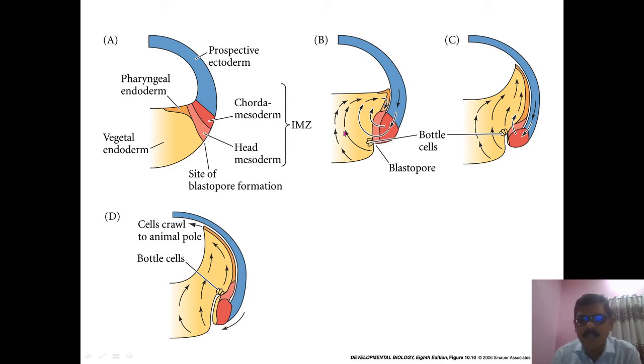And after that, what happens? These cells, after inward movement, move along the previous layer, adjacent to it, and therefore the movement is called involution. These are the bottle cells. They are moving, and this is the blastopore, the opening which will form the anus, and this is the digestive tube.